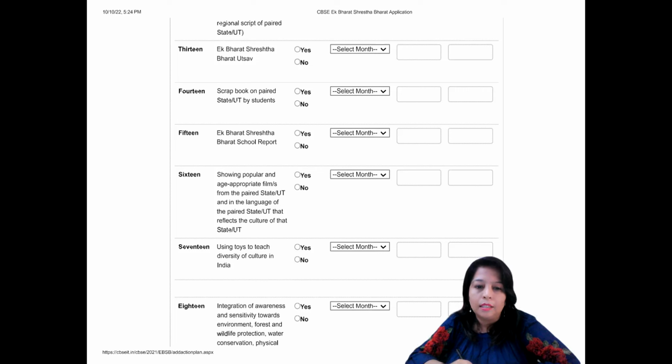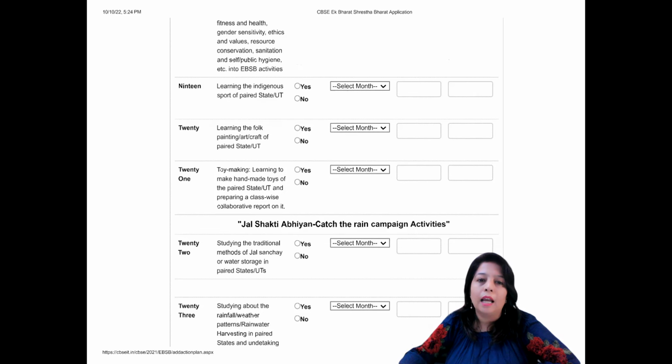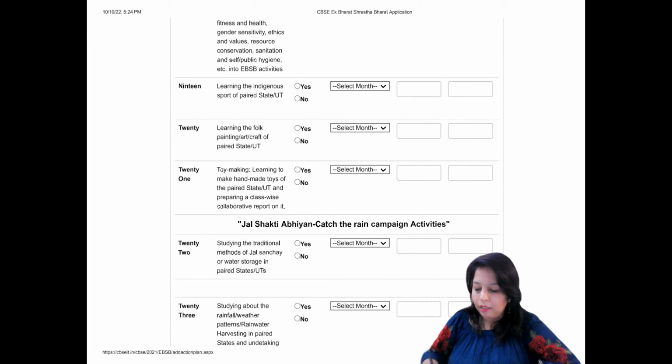Integration of awareness and sensitivity towards environment, forest and wildlife protection, water conservation, physical fitness, health, gender sensitivity, ethics and values, resource conservation, sanitation, self and public hygiene, etc. So this is to be conducted by the science department, health and physical education, HPE department, and apart from it, the value education department. They need to collaborate for activity number 18. Okay, so activity number 19, learning the indigenous sports of the paired state. Obviously, this activity number 19 is to be conducted by the health and physical education department.